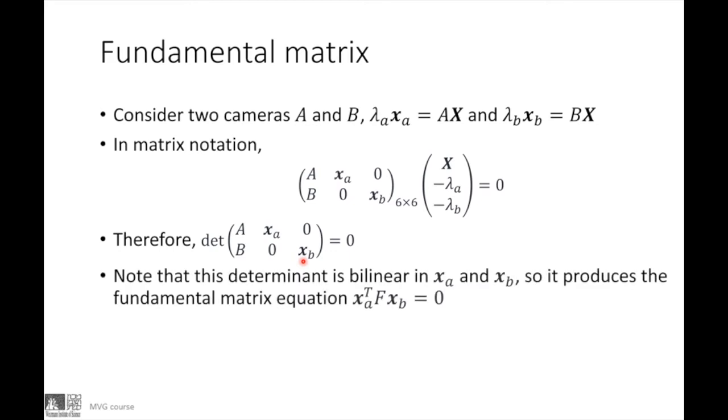And so we got a bilinear equation in x_A and x_B, and this is true for any choice of x_A and x_B that are projections of the same 3D point. So we got a bilinear equation in x_A and x_B for all x_A and x_B, and we know what equation is bilinear for 2 images. That's the fundamental matrix equation. And that's the only bilinear equation over all points. So this determinant must be the fundamental matrix equation.